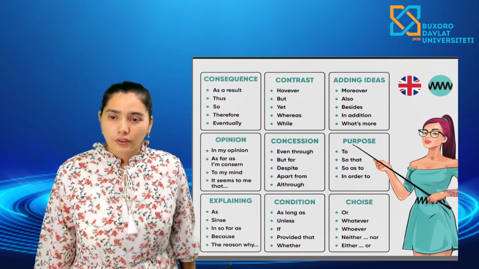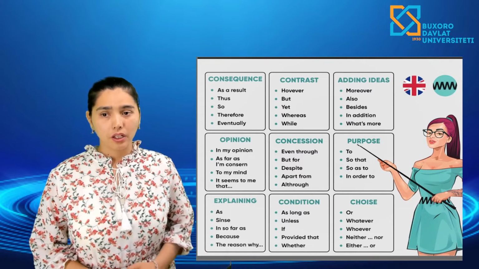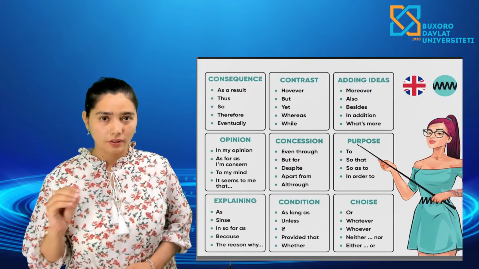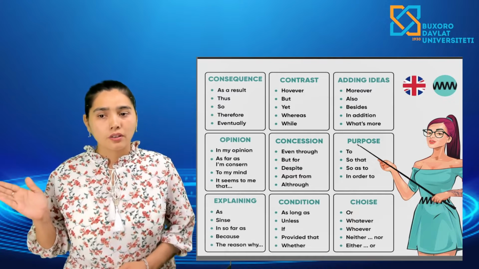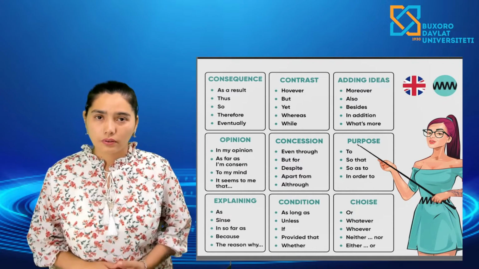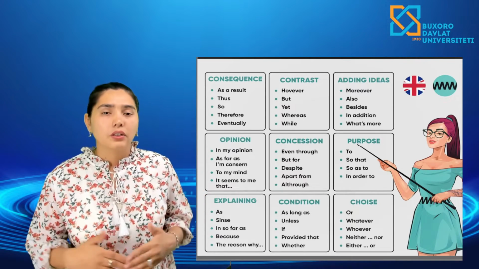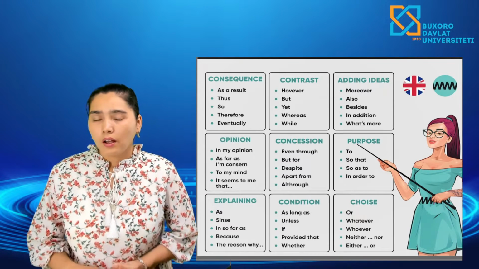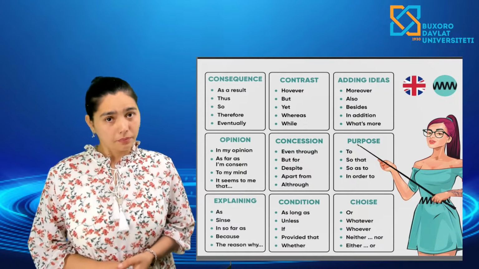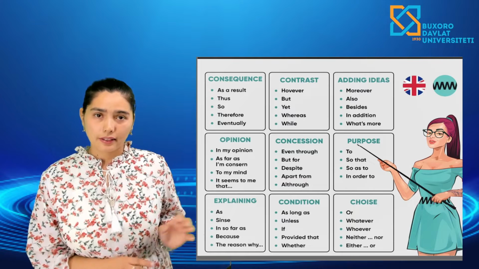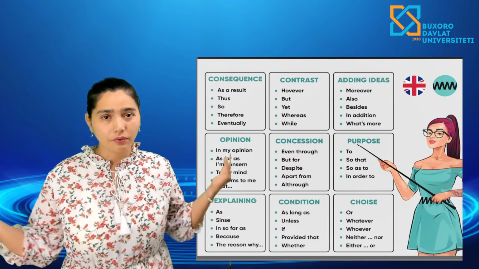In the next slide you can see consequences. We have several parts and subcategories here. We can divide the linking words according to their notion, meaning or label. Let's say consequence: as a result, thus, so, therefore, eventually can serve to show consequences. In order to show one event's consequences in your speech, you can use them. For example, as a result of yesterday's crash, I have lost my phone. Yesterday's crash has led to the consequence that I have no phone right now.